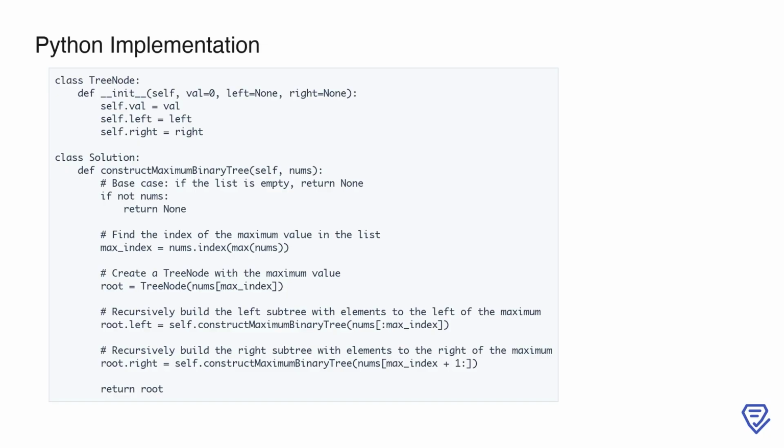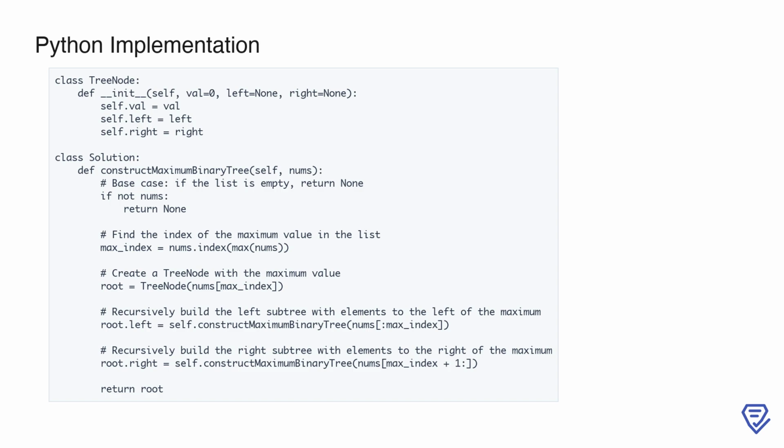Each node has a value, val, and pointers to its left and right child nodes, left and right. The construct maximum binary tree function is implemented within the solution class. This function takes the input list, nums, and constructs the maximum binary tree. The first step is the base case. If the input list is empty, the function returns None, indicating there is no tree to construct.